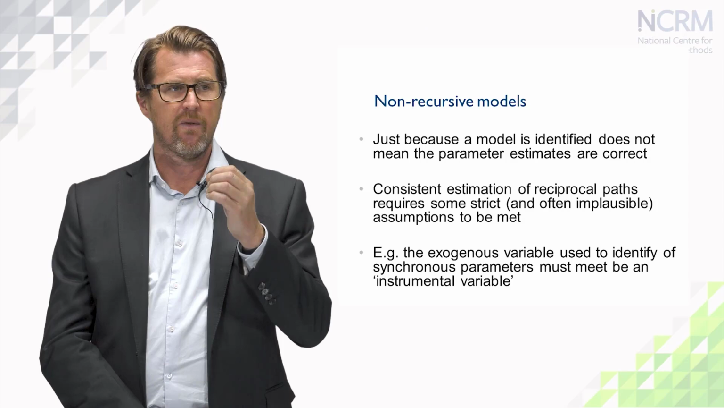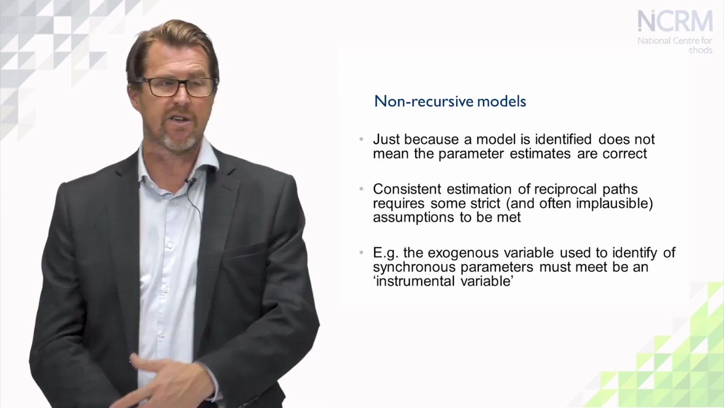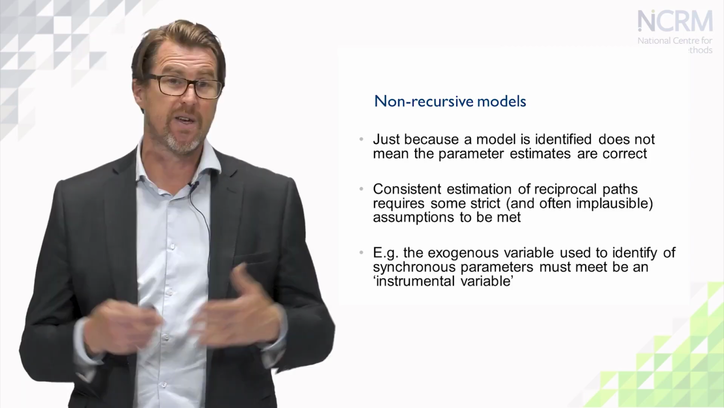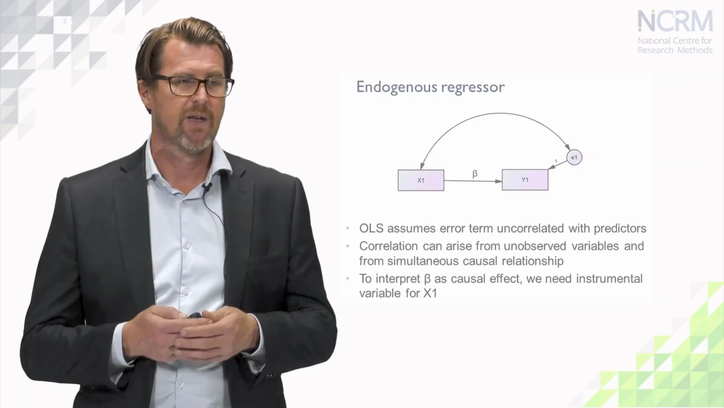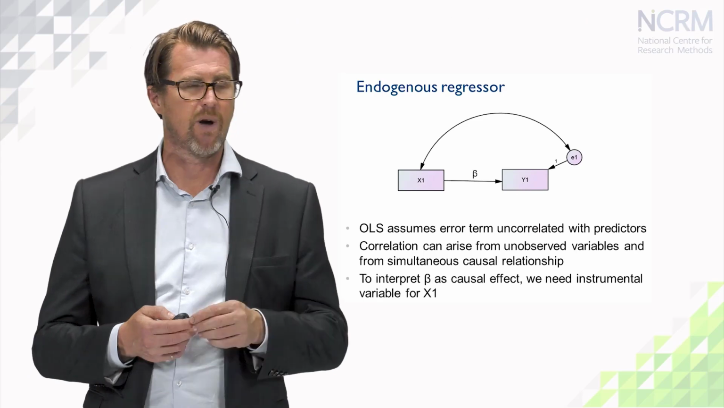And this is another important idea for understanding and implementing this kind of non-recursive model, the idea of an instrumental variable. And to understand what we mean by an instrumental variable in this context, it's useful first to understand another concept, which is that of an endogenous regressor. And here we've got a simple path diagram to help understand what we mean by an endogenous regressor. So we have here y1 regressed on x1. We want to estimate beta.